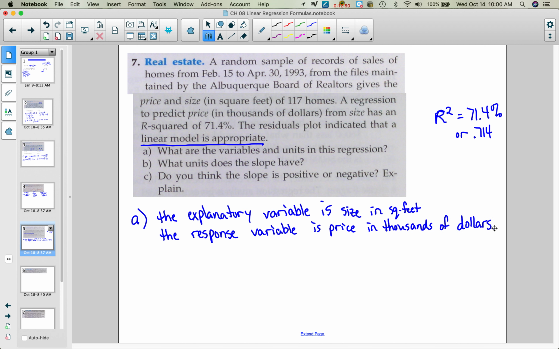All right, so part B. What units does the slope have? Well, think about your rate of change. It's the change in y over the change in x, going back to algebra. So it is the change in the response variable. So it's going to be price, thousands of dollars per square foot.